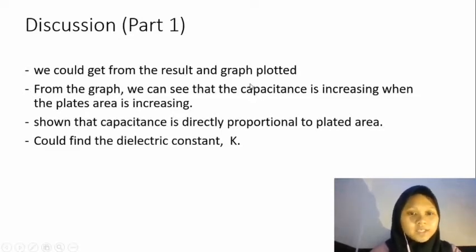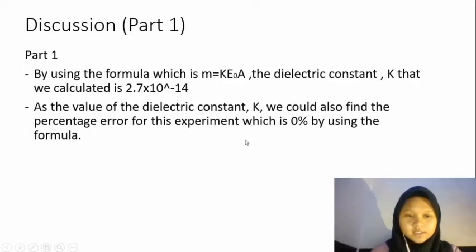From the graph, we can see that the capacitance is increasing when the plate area is increasing. This shows that capacitance is directly proportional to plate area. And we could find the dielectric constant by using the formula C equals K epsilon-naught A over d. The dielectric constant, K, that we calculated is 2.7 times 10 to the power of negative 40. With the value of the dielectric constant K, we could also find the percentage error for this experiment, which is 0%, by using the formula.